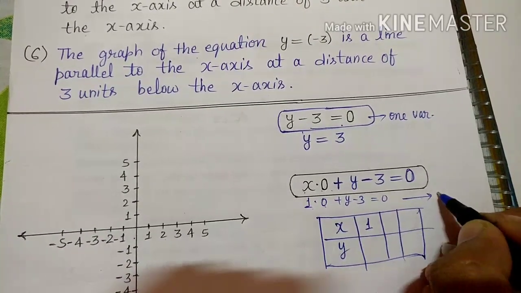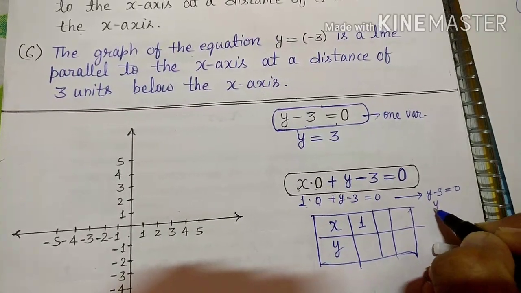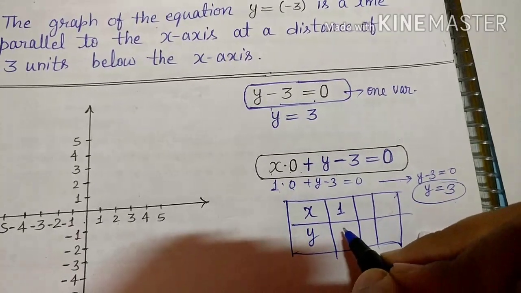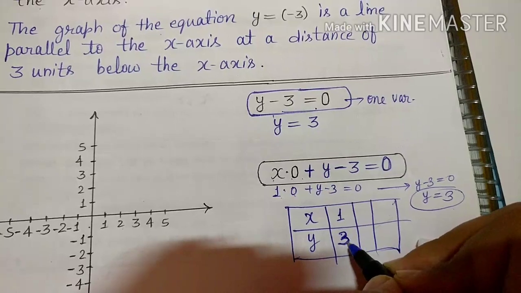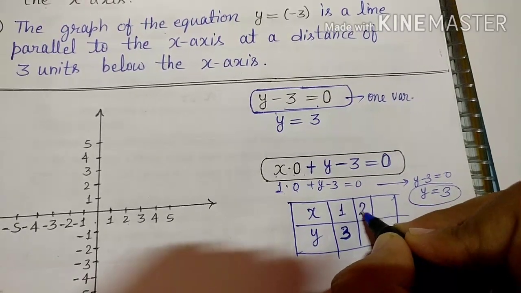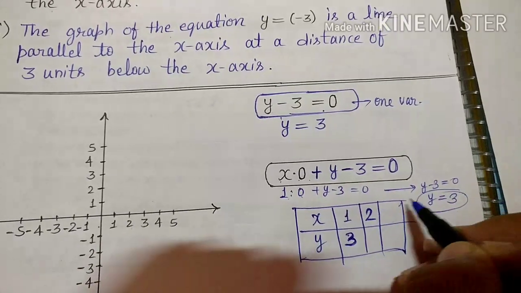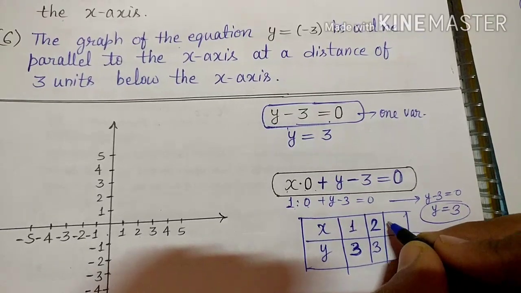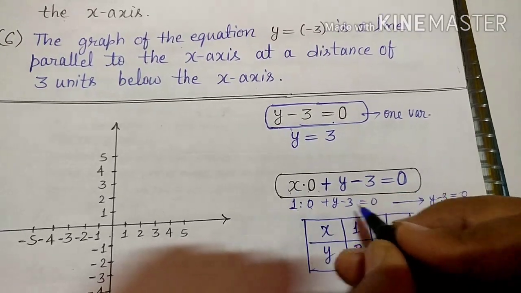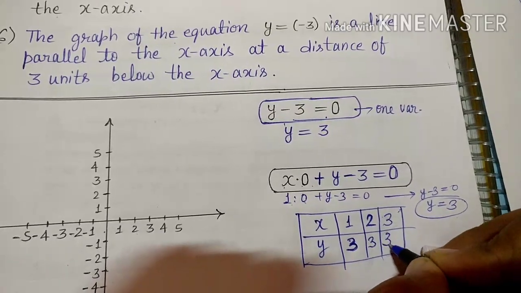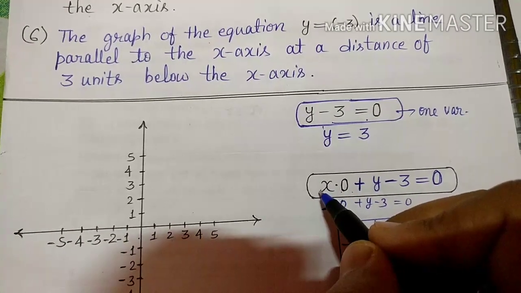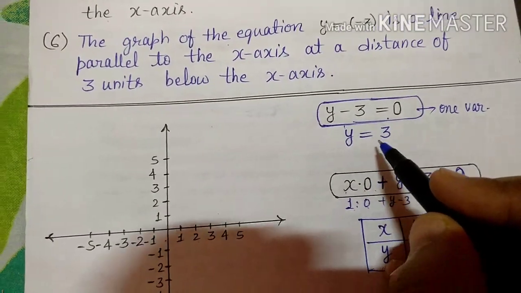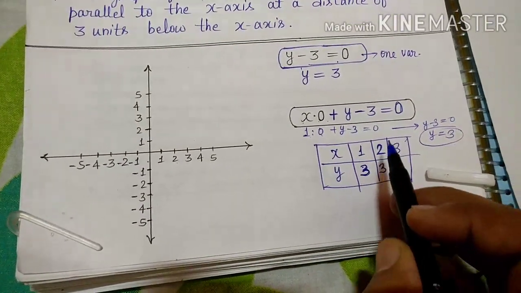So y minus 3 equals 0 means y equals 3, as the 3 goes to the other side and becomes plus 3. What value of y came here? 3 only. Then suppose we put 2 in place of x. 2 times 0 is again 0, so again y is 3. Now suppose we put 3 in place of x. Again 3 times 0 is 0, and y equals 3. Whatever value we put in place of x, it multiplies with 0, so we get 0 only, and the y value remains 3. So we got our solutions: 1 comma 3, 2 comma 3, 3 comma 3.